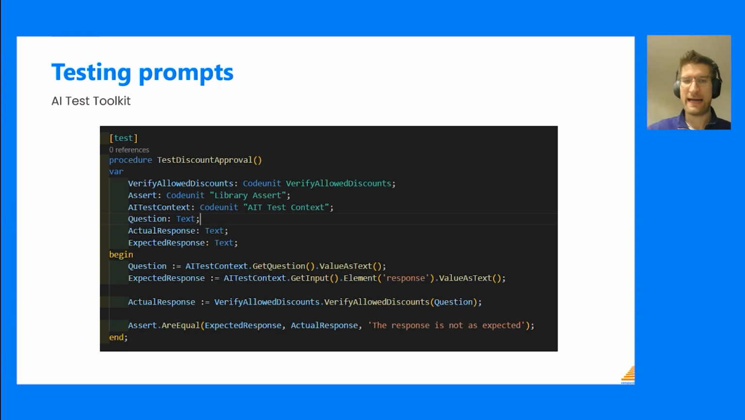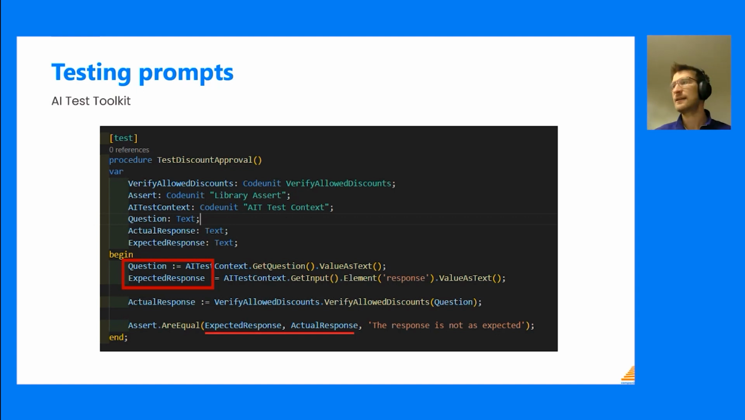And here's roughly how a test procedure would look like. First, you would write some code to extract a question and the expected response from that JSON file. Next, you would run your AI feature with the question and you would get back an actual response. And then in the final part, you simply assert the two, compare if the expected response is equal to the actual response.